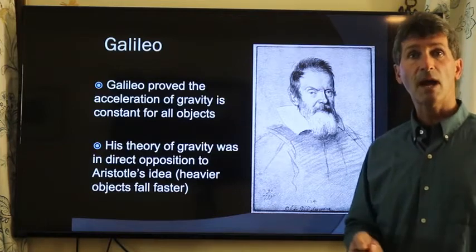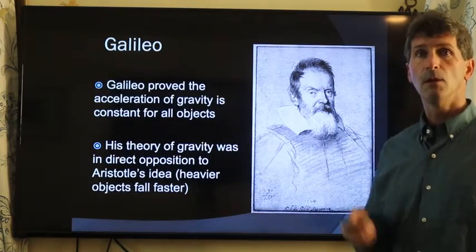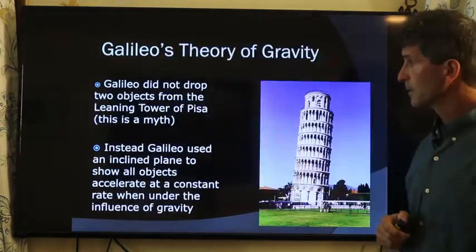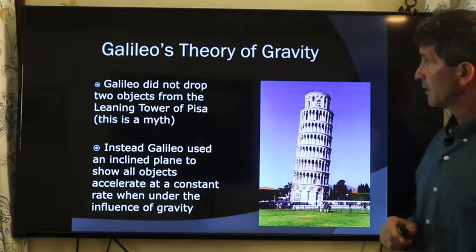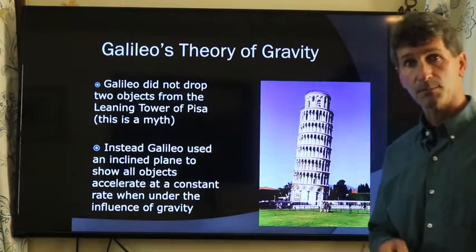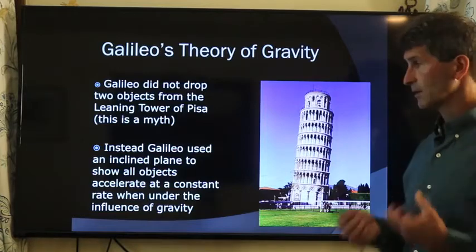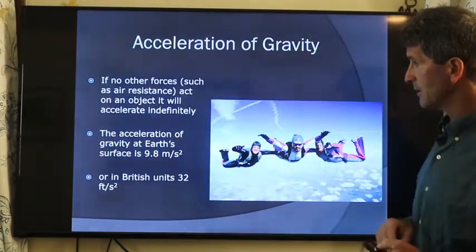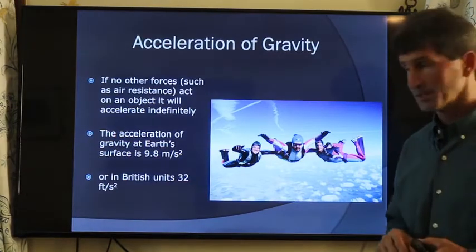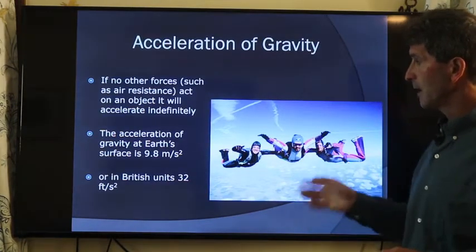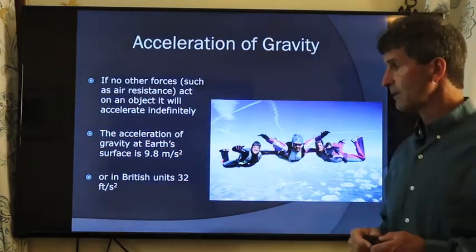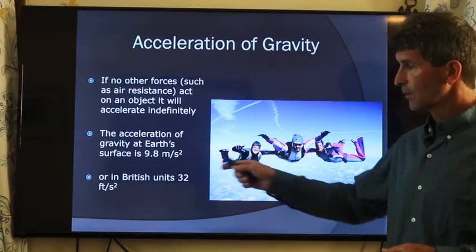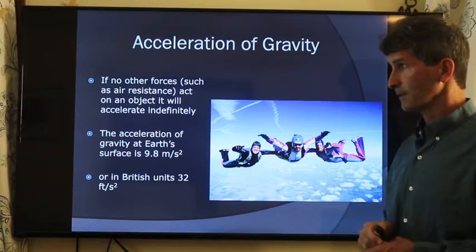That means that if we graphed velocity as a function of time, we get a nice straight line. It's a myth that Galileo went to the top of the Leaning Tower of Pisa to prove that any object, regardless of its mass, is going to accelerate at a different rate. He actually used inclined planes to do this. Now today we know that things fall at 9.8 meters per second squared, or 32 feet per second squared.